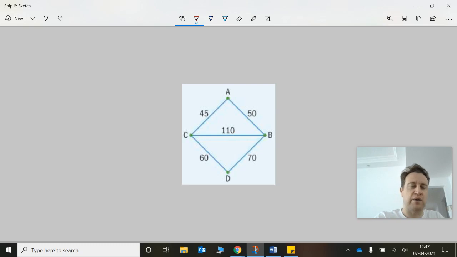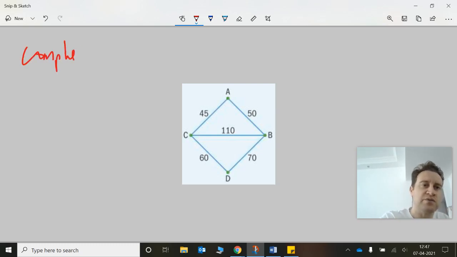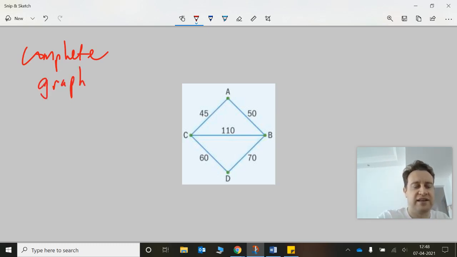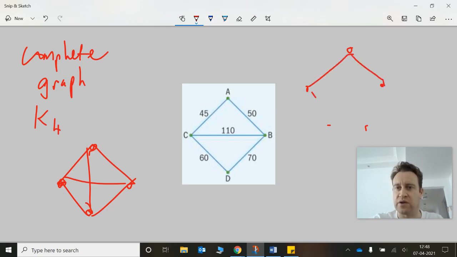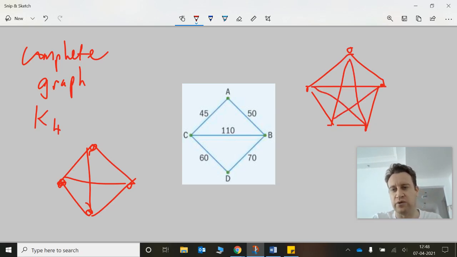Okay, now a complete graph, you need to know about what a complete graph is as well. A complete graph is, for example, K4, where every vertex links to every other vertex. That's K4. I was going to do it for K5, and you don't need to be aware of the K4, K5 notation, but I guess it's kind of nice to know. So here we go. This would be our graph for K5 in this case. This would be a complete graph for K5.